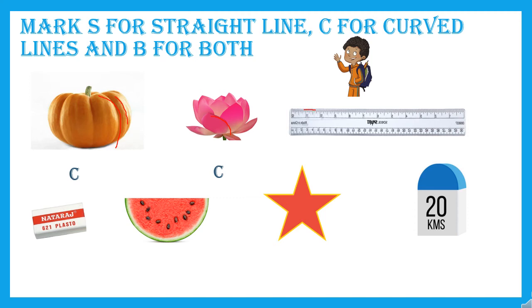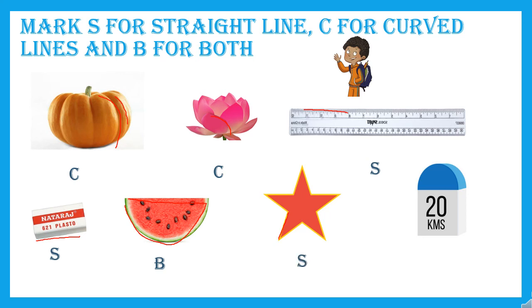Now ruler, it has straight lines. It is used to make straight lines, right? Now this eraser also has straight lines, S. Now see this watermelon. This part is curved and this part is a straight line. So we'll be writing B here. Now for the star, there are straight lines. Okay, these are slanting straight lines. So we'll be writing S.